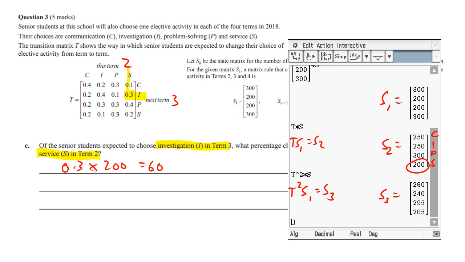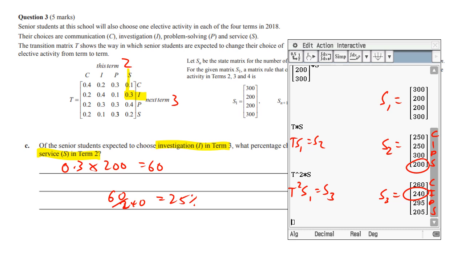Then in term 3, there were 240 doing investigation. So 60 of them came from S. So 60 out of 240 equals 25%. And again, 86% of people got that wrong. So pause, rewind that bit again and have a think about it.